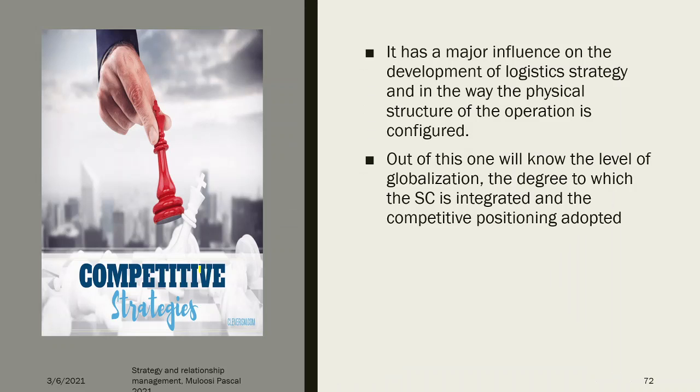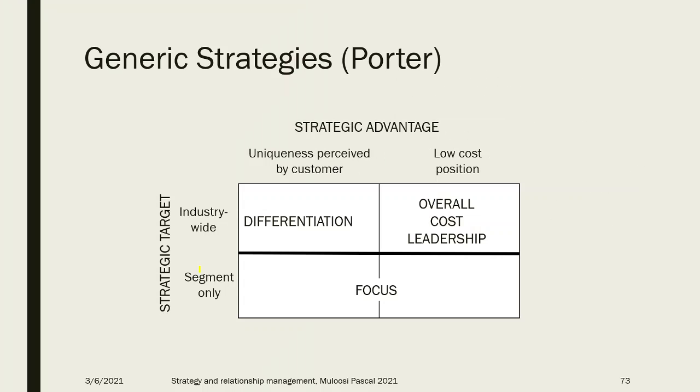We also need to know our competitive strategies as an organization. Our competitive strategy will determine what strategies we're going to opt for in our logistics structure, in our supply chains. It will enable you to know the degree to which your supply chain is integrated, where you are positioned. Are you a cost leader? Are you a differentiator? Are you focusing on a certain particular segment? Now, Michael Porter comes up with his generic strategies here. Are you into differentiation? Are you into cost leadership or focus?